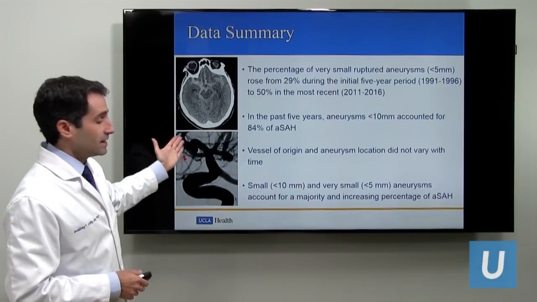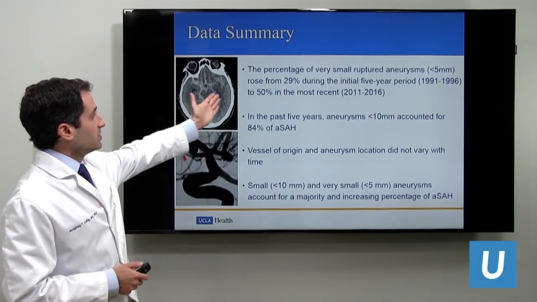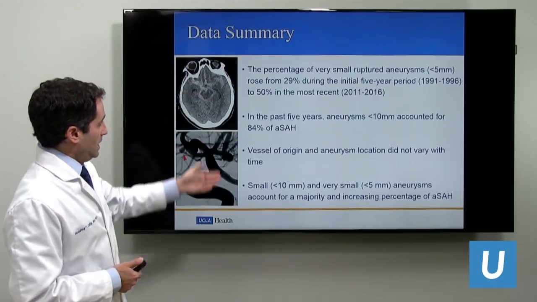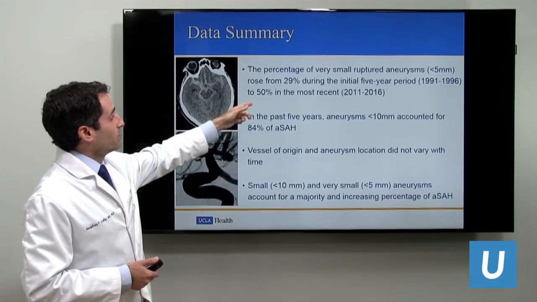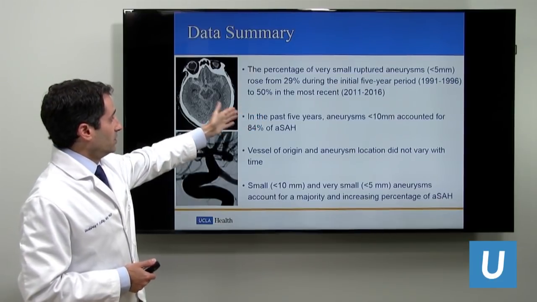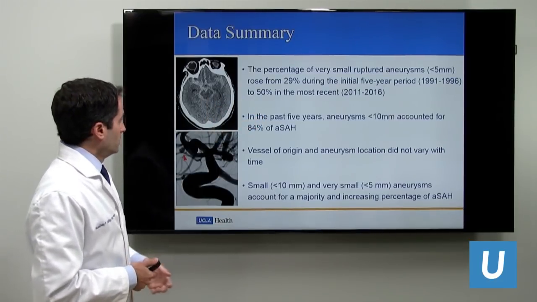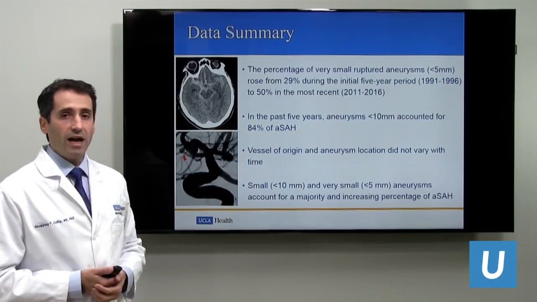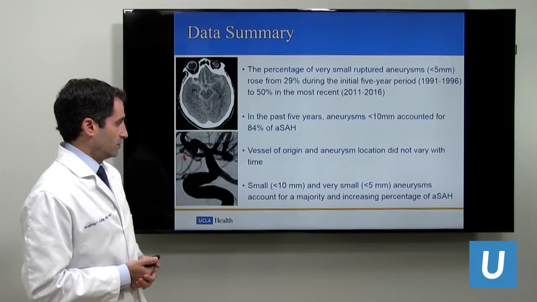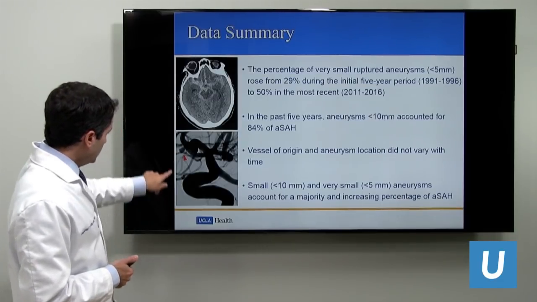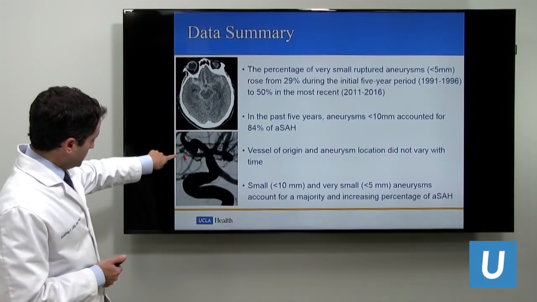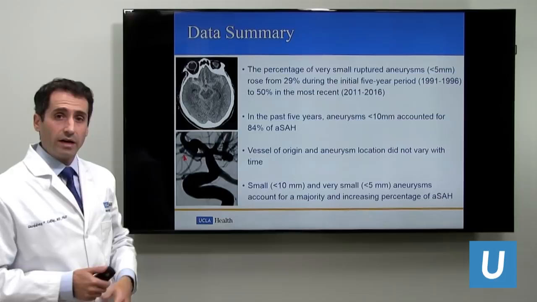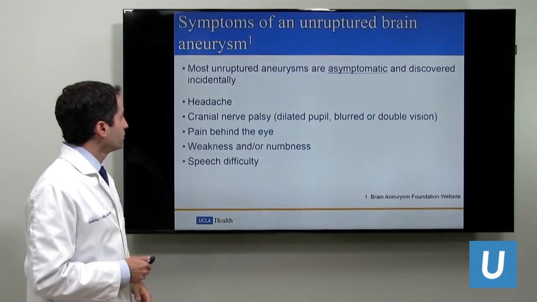This is just a slide summarizing that data, saying the percentage of very small ruptured aneurysms, or aneurysms less than 5 millimeters in size, has risen from 29% during the initial 5-year time period to 50% in the most recent period. Likewise, in the past 5 years, aneurysms less than 10 millimeters in size accounted for 84% of aneurysmal subarachnoid hemorrhage. This is an example of a very small aneurysm. This is about 2 to 2.5 millimeters in size, and the example of the subarachnoid hemorrhage that it can cause.